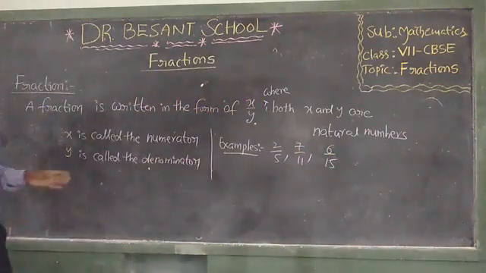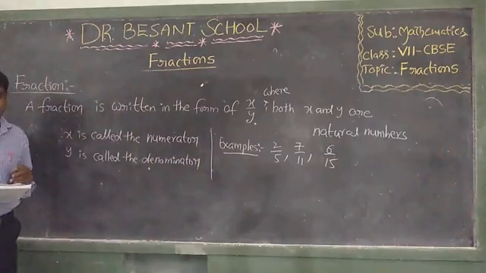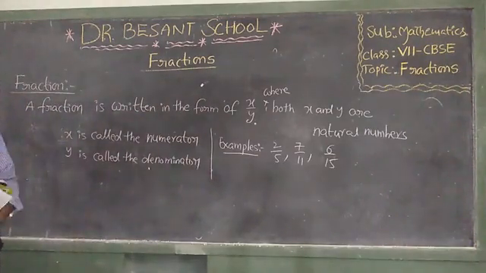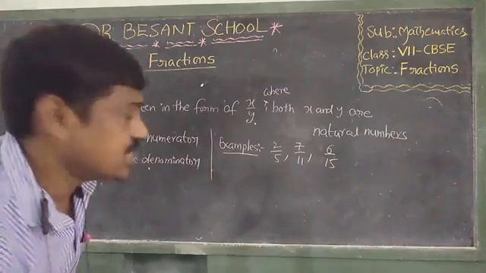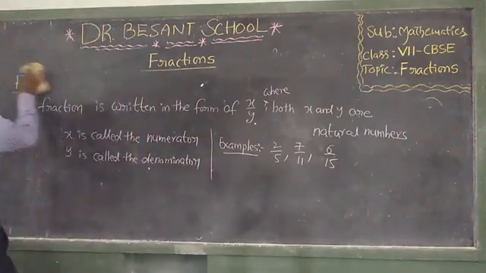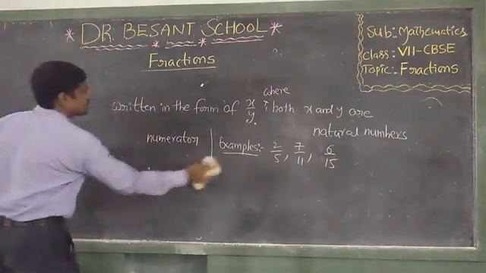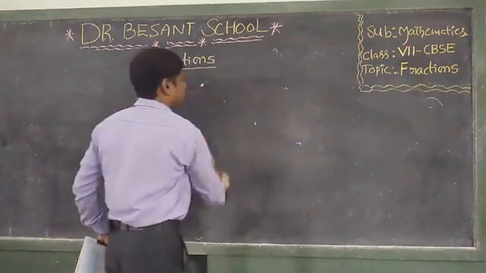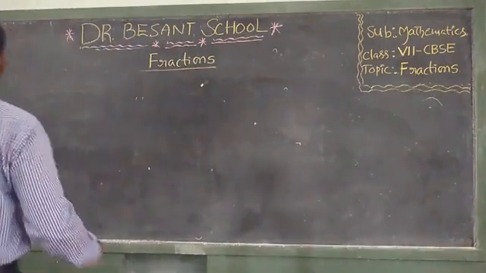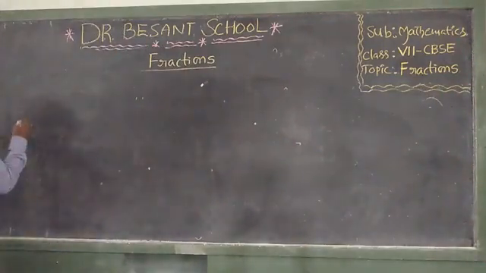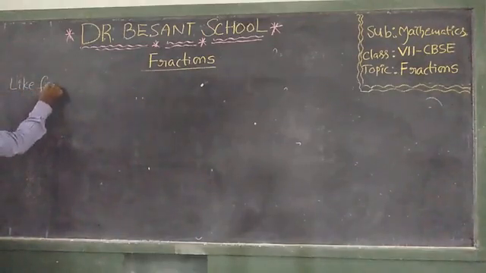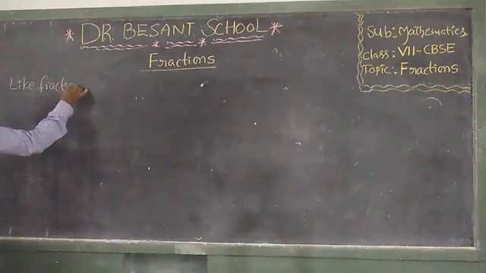Next, fractions having the same denominator such as 2 by 9, 5 by 9, 8 by 9 are called like fractions. So what are like fractions? See, now I am going to discuss like fractions. Now this is the definition of like fractions.